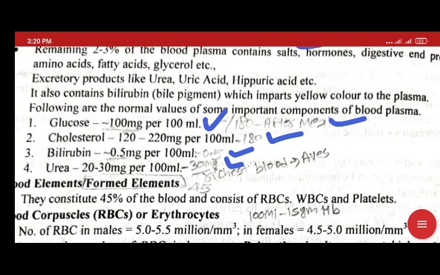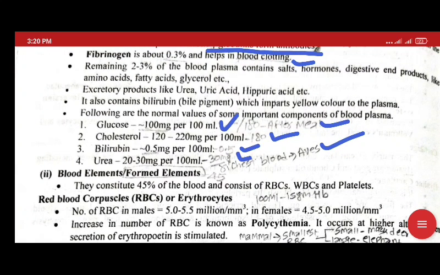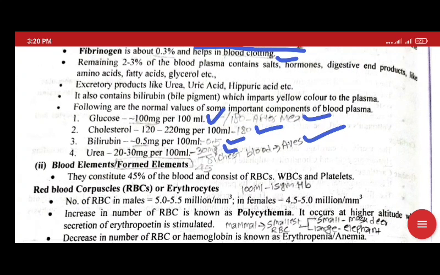Now we have the richest blood in apes, and the richest blood in birds, so that they can fly and get oxygen for respiration. Now the blood formed elements.